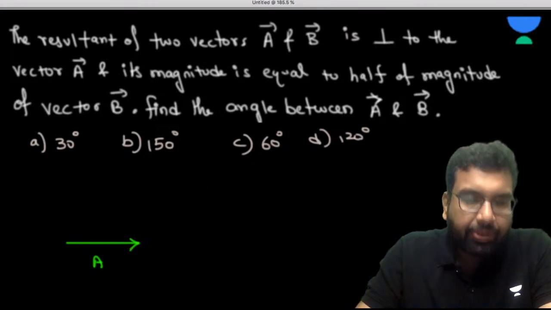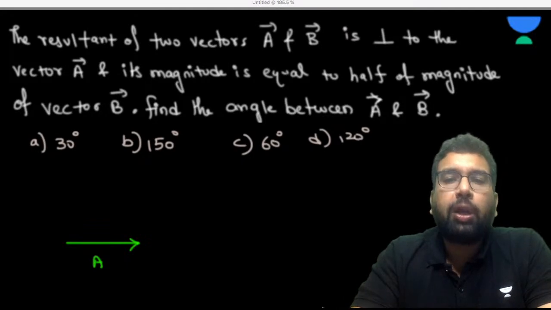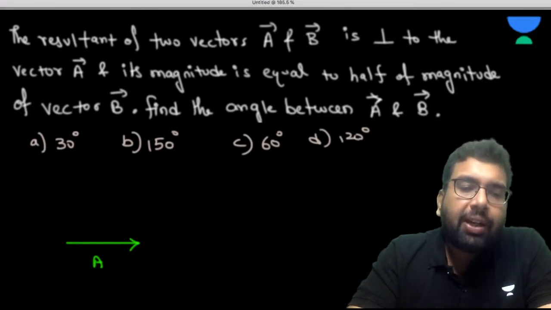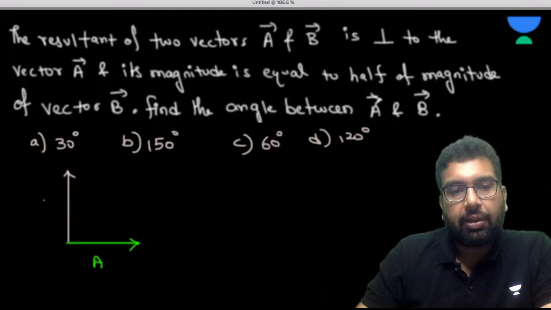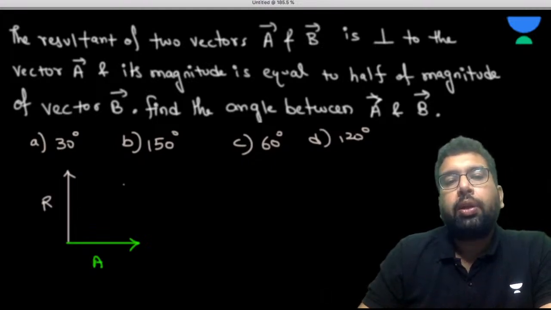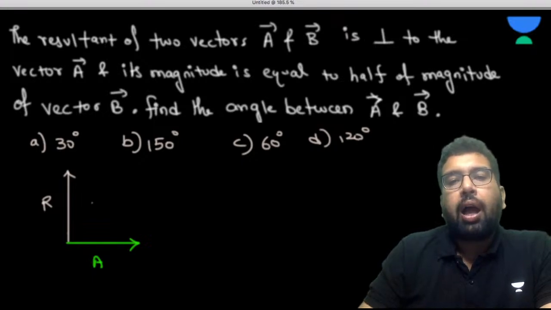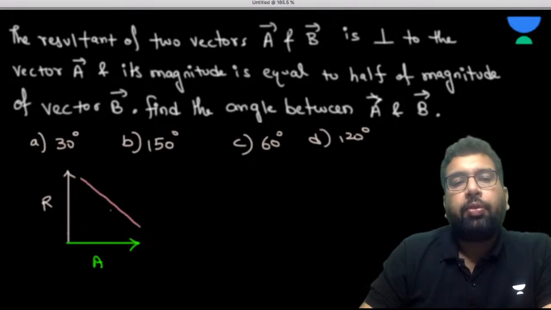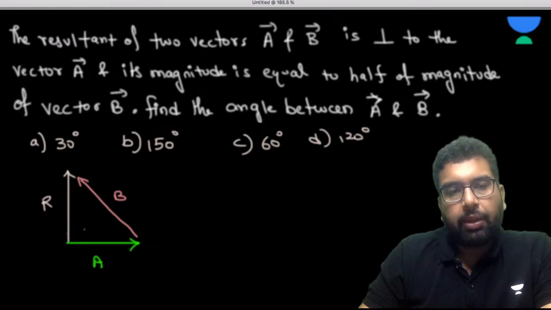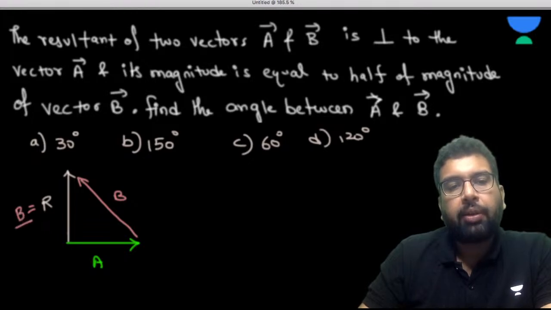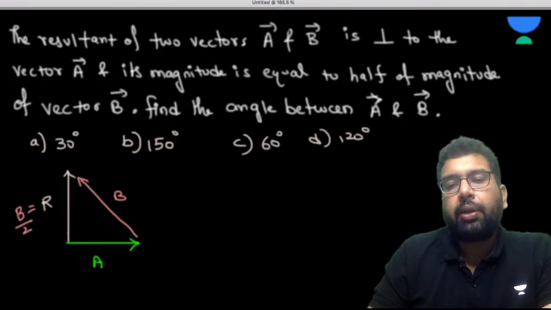So we have the A vector. That way, obviously, it is going to take more time. Now you are going to do the root and you are going to write that big formula. Definitely, it is going to take time, right? This way, see, vector A, resultant R is perpendicular. So R vector is going to be 90 degrees to the A vector. This has to be B from the law of triangle, right? Now the magnitude of this R is said to be half the magnitude of B. So this is going to be B by 2.